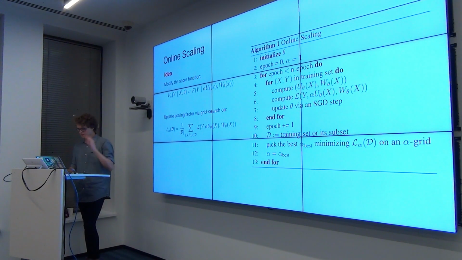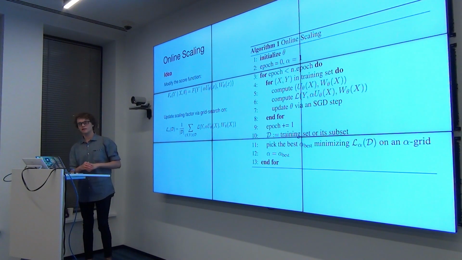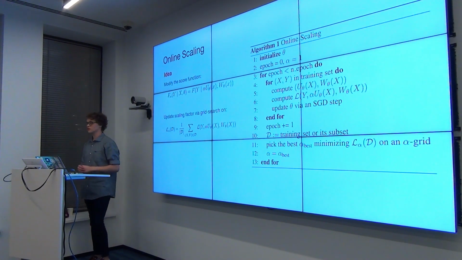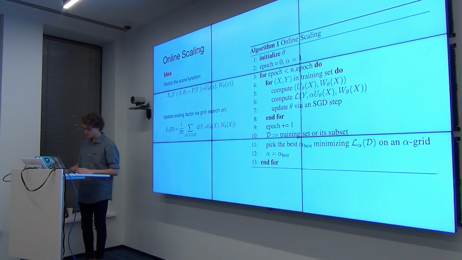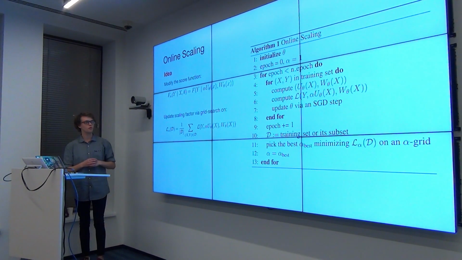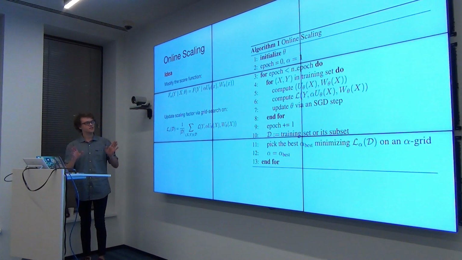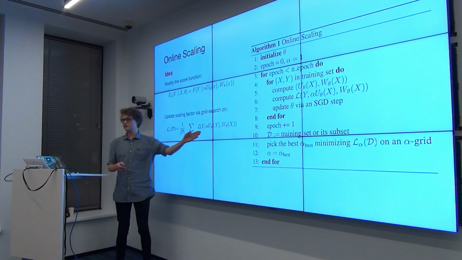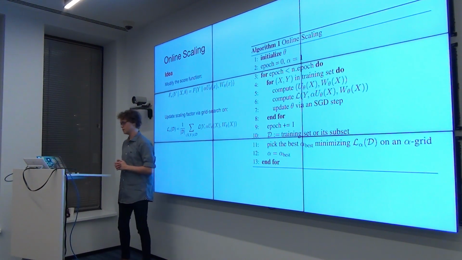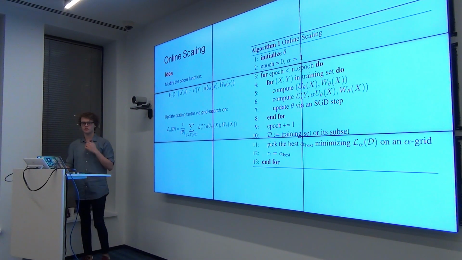Here we call it online because the alpha changes. So we would like to consider a more effective way, in the sense that we don't do a grid search after each training epoch. So we no longer have the flexibility to.